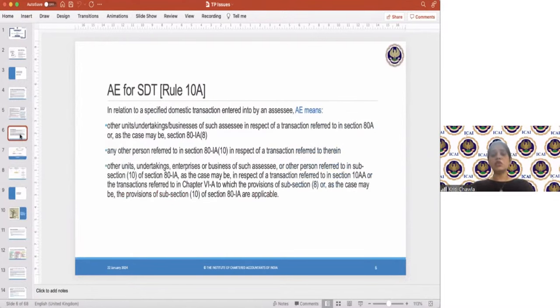Now, the point is, is there a specific definition, like we had a definition for associated enterprises for international transactions? Who's going to tell me the section for AEs for international transactions? Please post it in the chat box. What was the section to determine AEs, associated enterprises, under the Income Tax Act? Please post it on the chat box. That was lecture one.